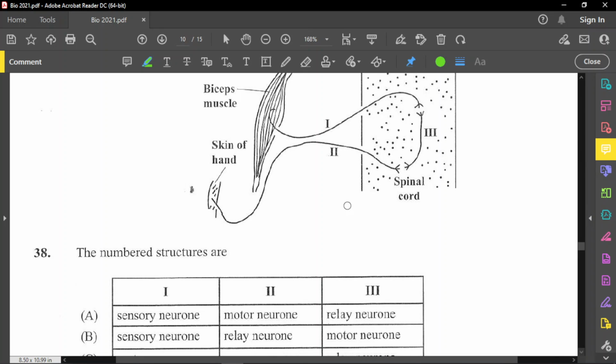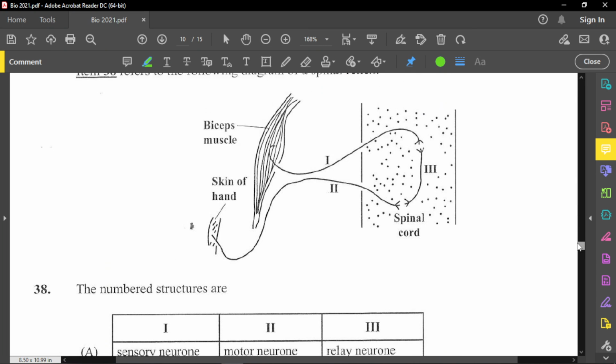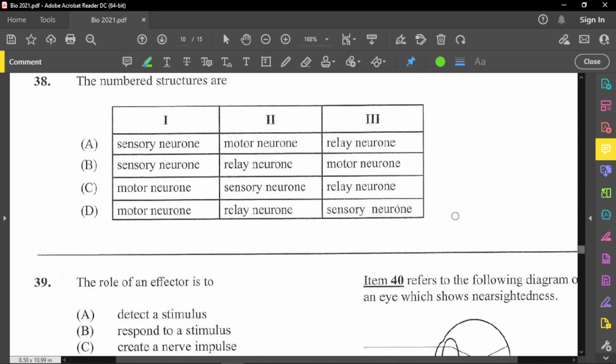All right, so the number 2 has to be sensory, okay? Number 1 has to be motor. So let's look at number 1 being a motor neuron. So number 1 is motor neuron, so we can take out A and B. And the second one, let's show you where the second one is again, so we make sure that we focus on it. The first one is the sensory. So it's motor, sensory, and relay. So for 38, option C will be our answer right here, okay?